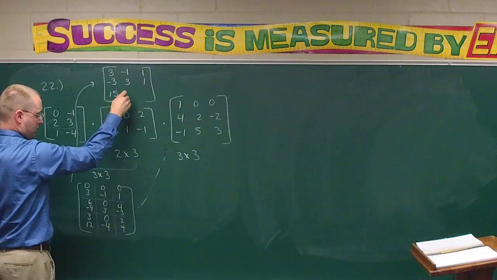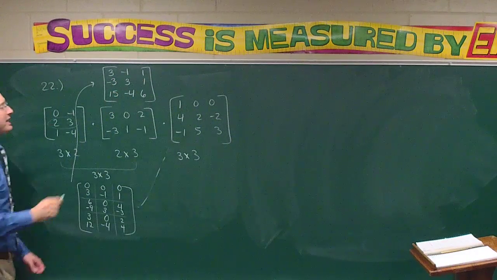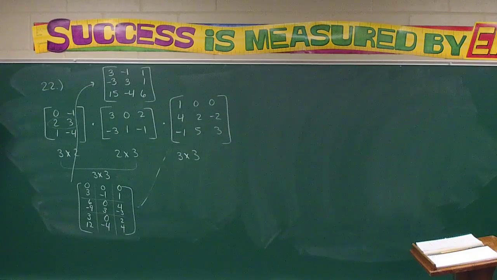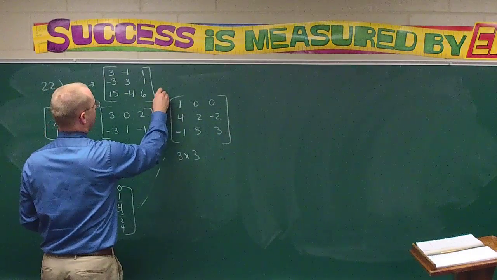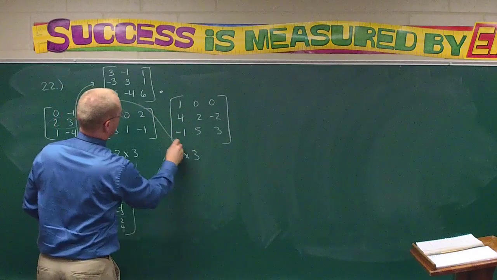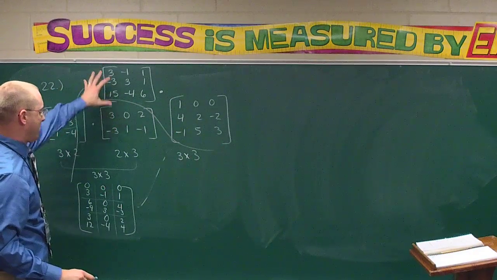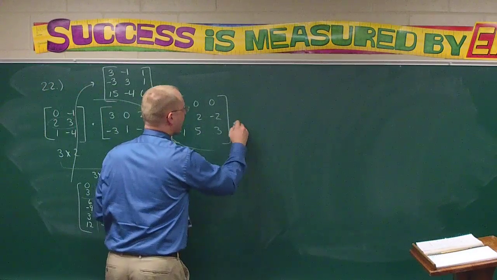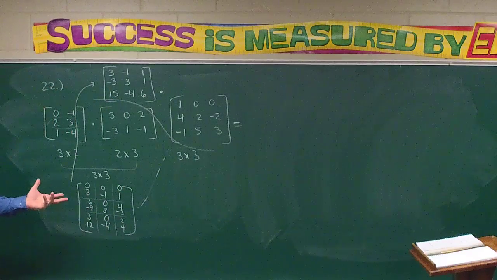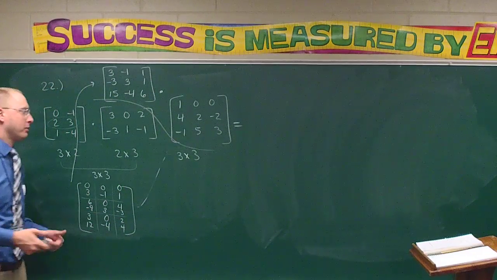15, -4, 6. Good. How many had already gotten that initial product even before we started? Okay, several of you had gotten a head start. Now let's multiply these two together. Since I've got a 3 by 3 times another 3 by 3, that final product is going to come out as a 3 by 3.